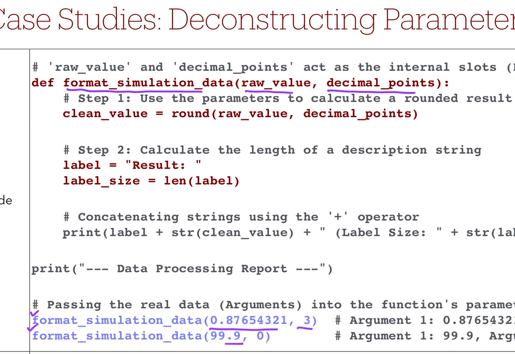So when I have this definition, format simulation data with two parameters, then whenever that function is needed, I need to provide two values, two arguments. One for the row value, the second one for the number of decimal points. When those two arguments are provided, inside the function you can manipulate those variables. And as I said, those parameters are local variables.